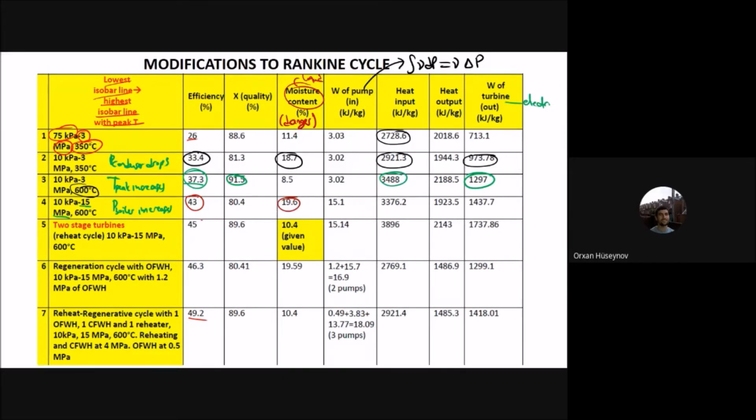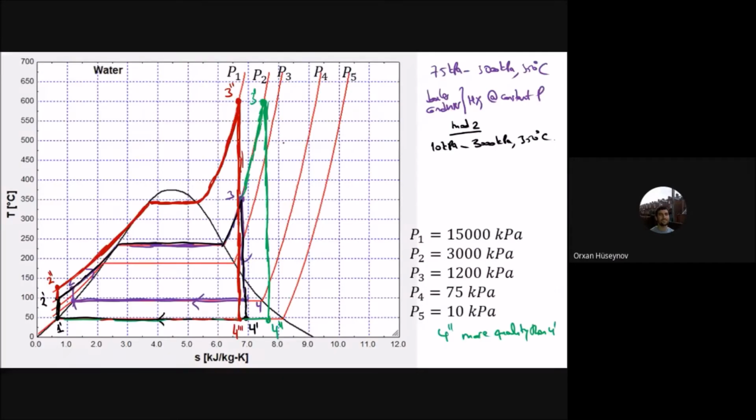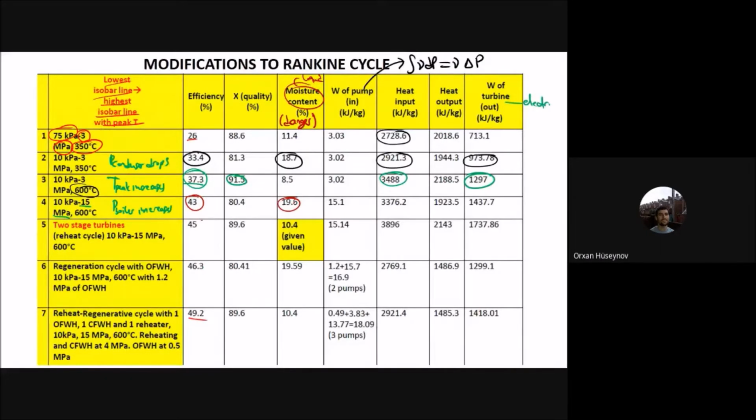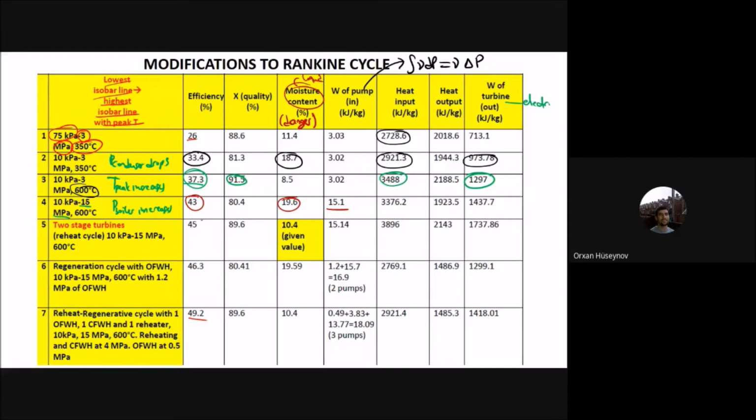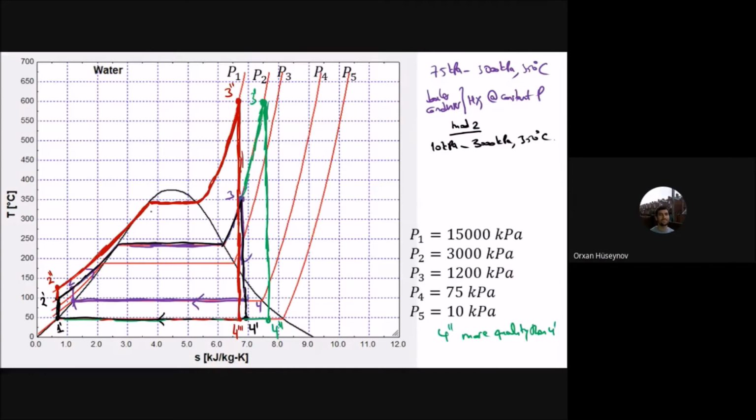Therefore, you should play with these values, and you can move to the right, or you can add components to decrease the amount of moisture content so that you don't have any problem. Also the pump work has increased, because the pump now goes from 10 kilopascal to 15 megapascal. So this one increased. You are doing more work. And the heat input has decreased.